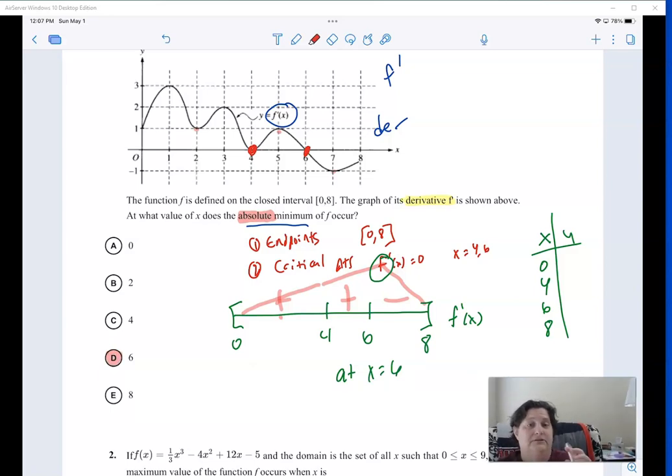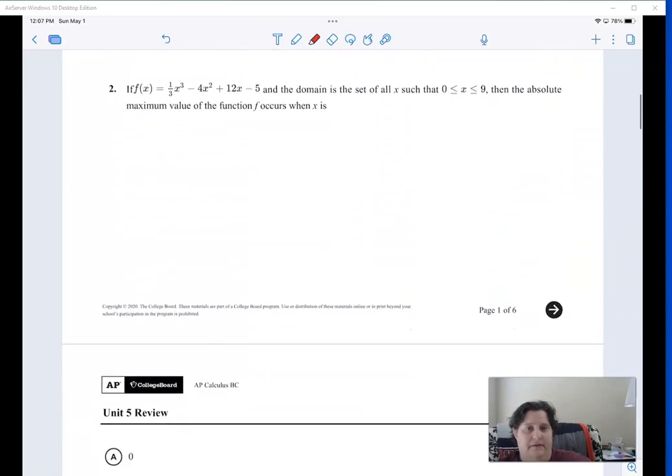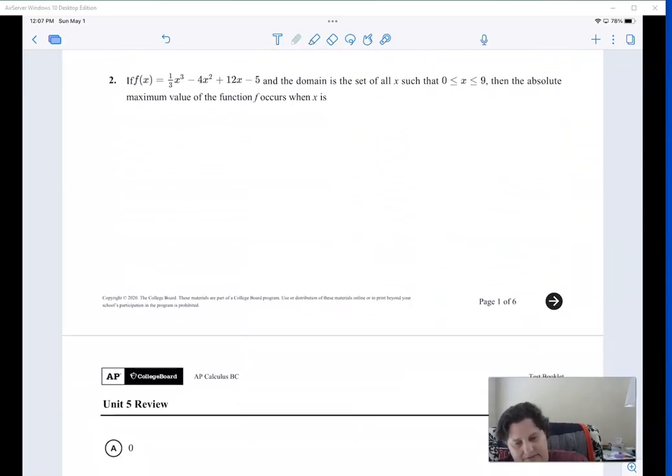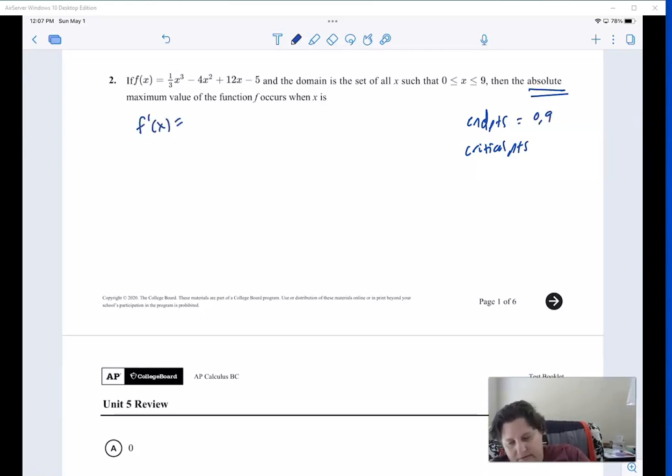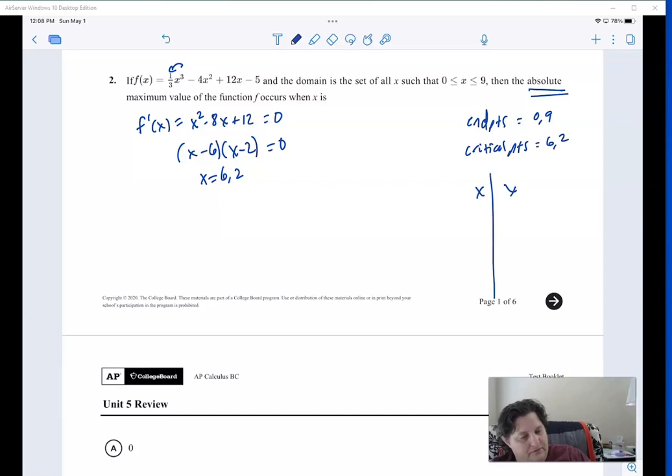But remember, the word absolute is going to tell you endpoints, critical. Okay, cool. Here's another absolute. I'm guessing this is what this section is going to be on a little bit. Absolute. Okay, endpoints, critical points. Right? My endpoints are 0 and 9. Let's find my critical points by taking the derivative. That's going to be x squared minus 8x plus 12 equals 0. I could factor that. That's minus 6, minus 2. So x is 6 and 2.